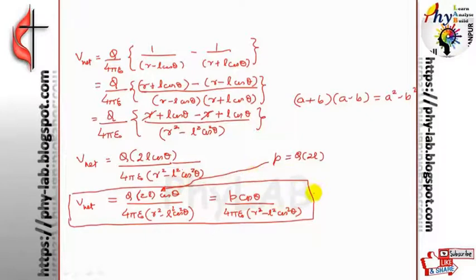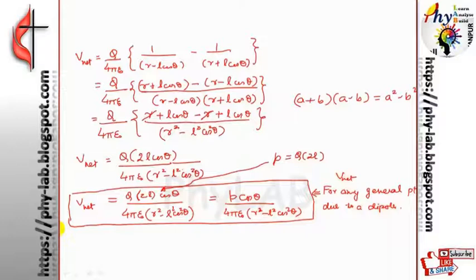Friend, this result happens to be the result for any general point due to a dipole. So here I have got the net potential, V net, for any general point due to a dipole.